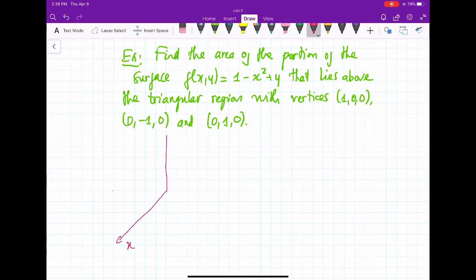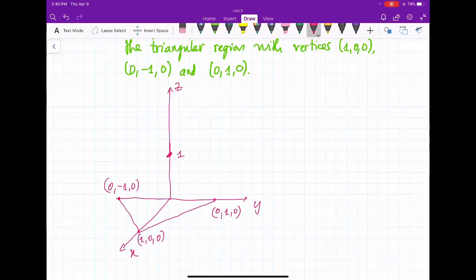This is x, this is y, this is z. The first vertex is (1, 0, 0). Right here, (1, 0, 0). The second one is (0, -1, 0). So I have this one, (0, -1, 0). And the next one is (0, 1, 0). Our region looks like this triangle.